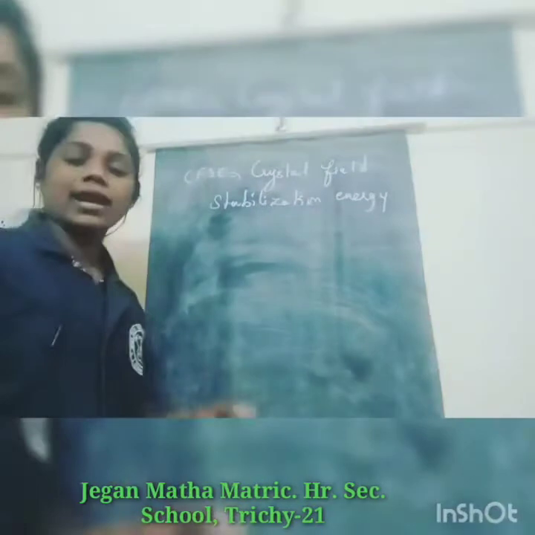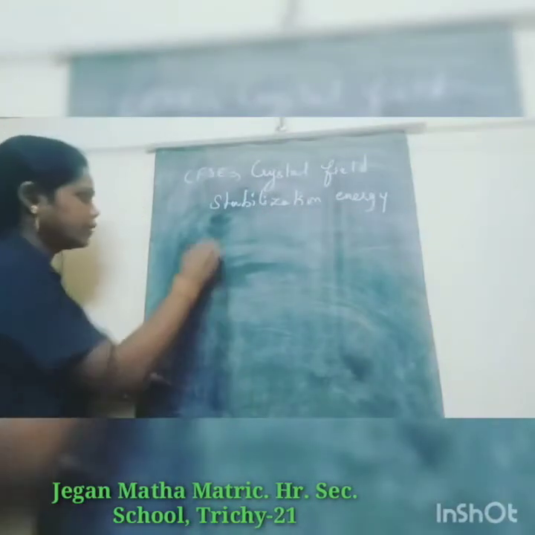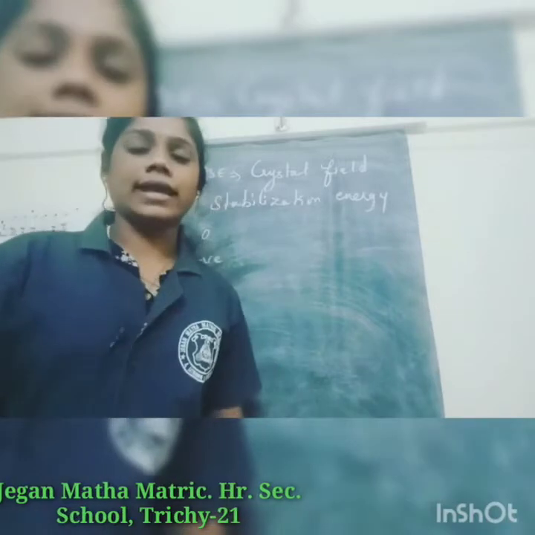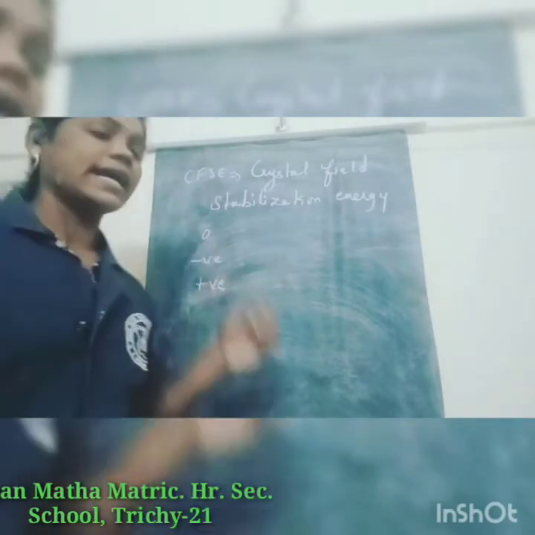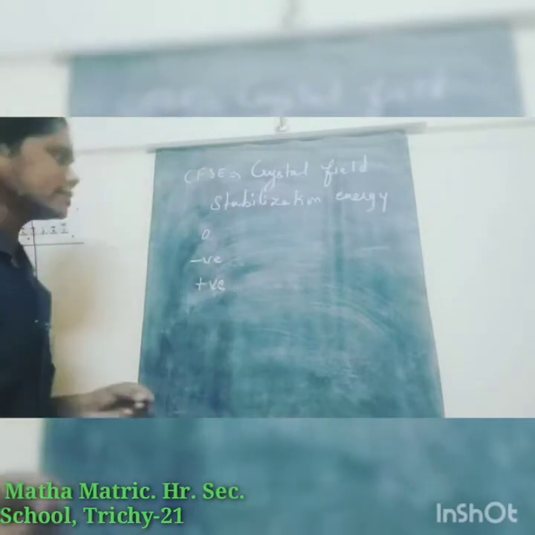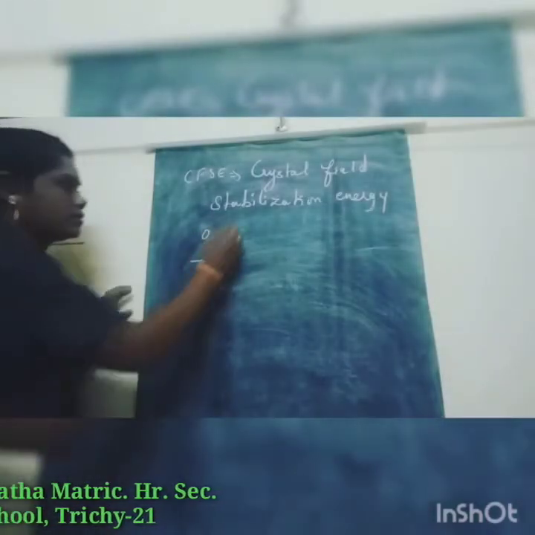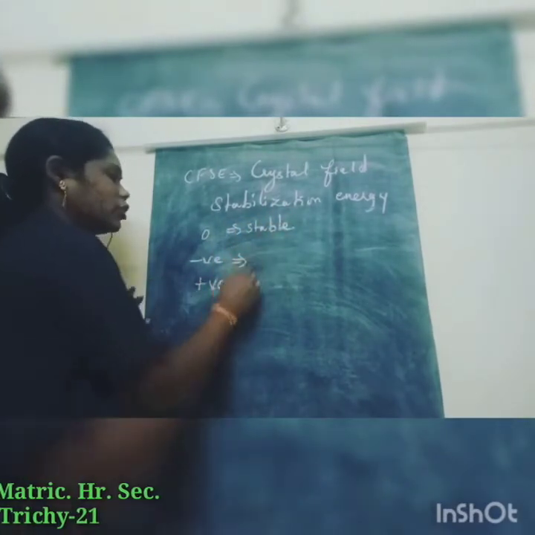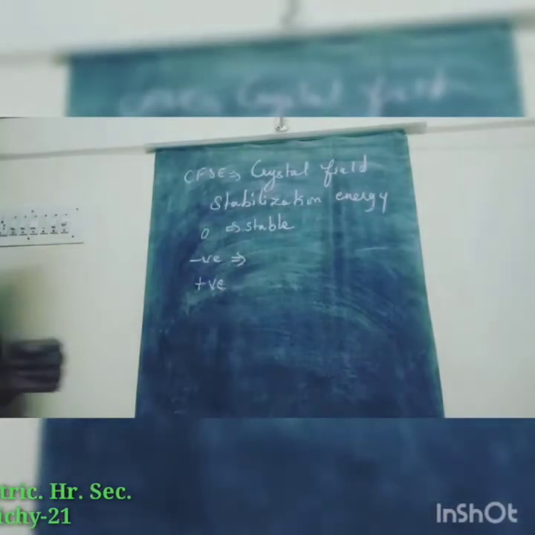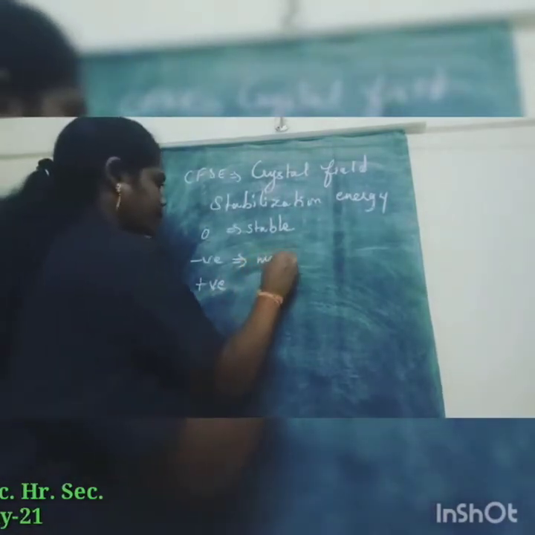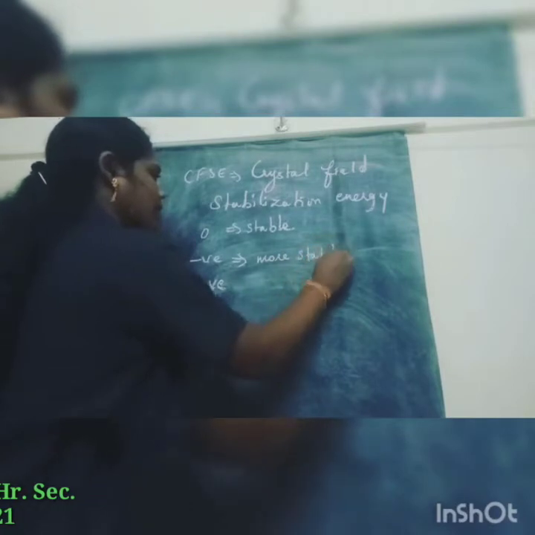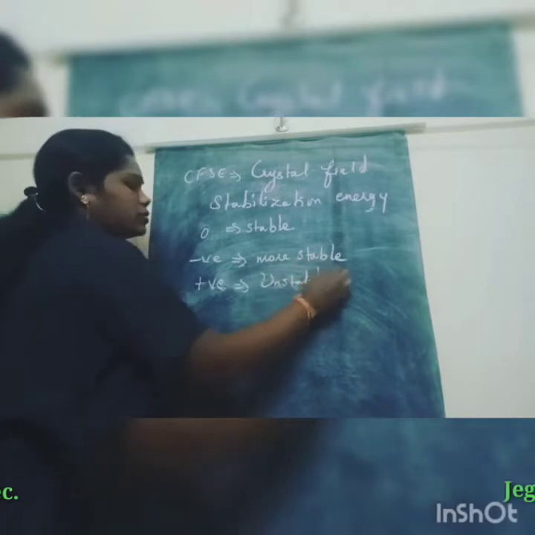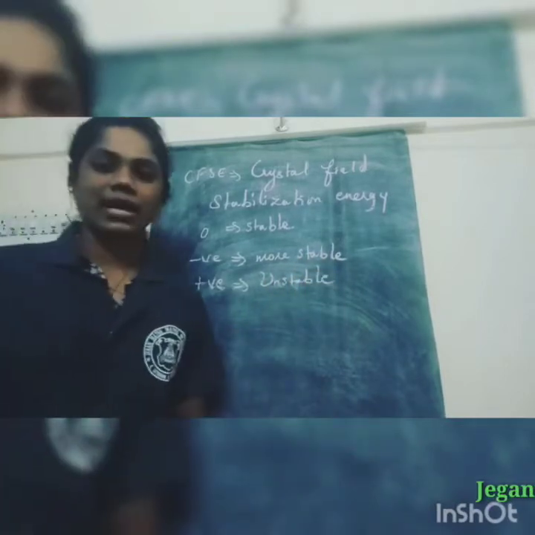So here we have three values: 0, negative and positive. So what does 0 mean? That is a stable compound. Negative means that it is a more stable compound. And positive means that it is unstable. So these are the three values for crystal field stabilization energy.